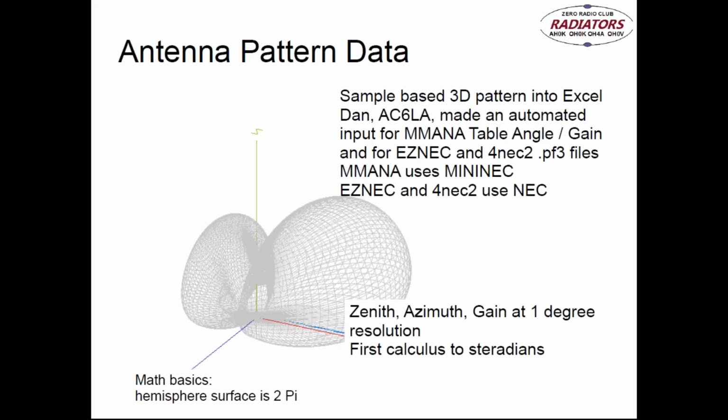So what we are getting in is the zenith, azimuth, and gain at 1 degree resolution, 1 degree intervals throughout the half ball, the hemisphere. First we are normalizing everything to steradians, and the hemisphere surface is 2π steradians. That's just a detail, but it gives you an idea that there are a lot of calculations behind all these numbers that we're going to see.